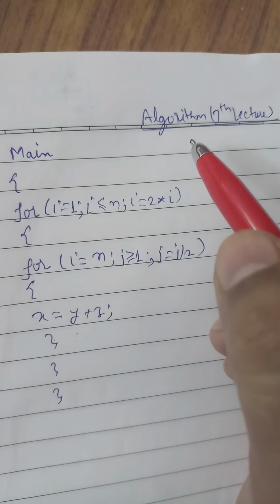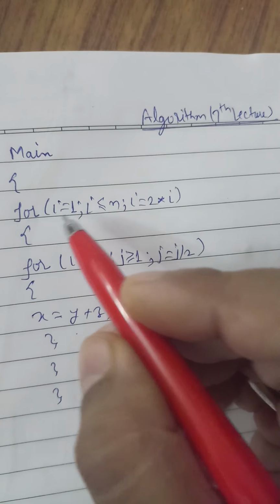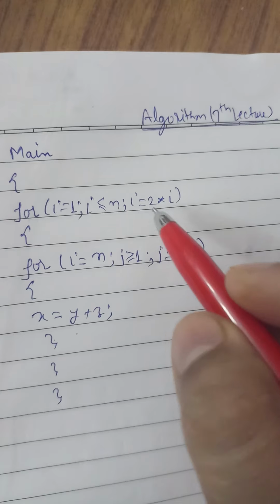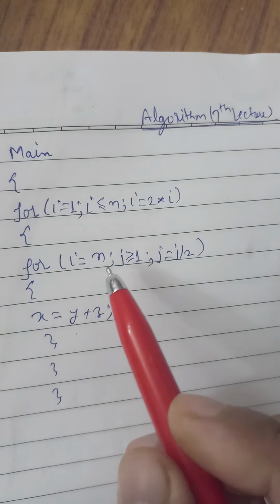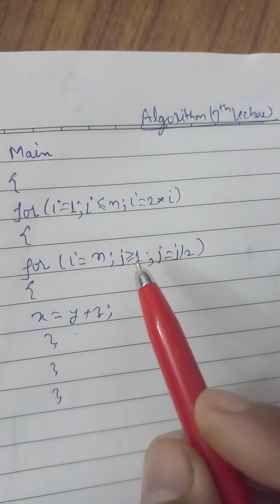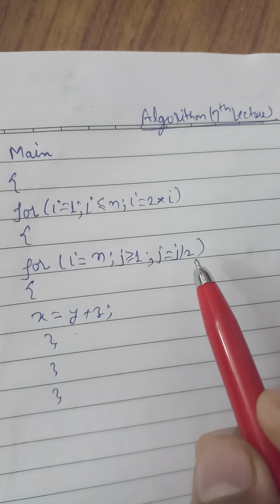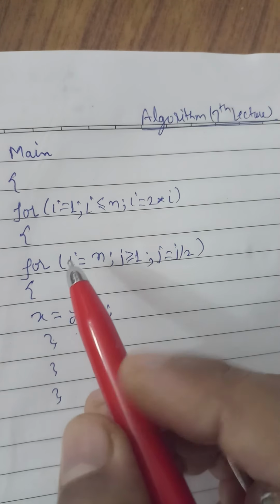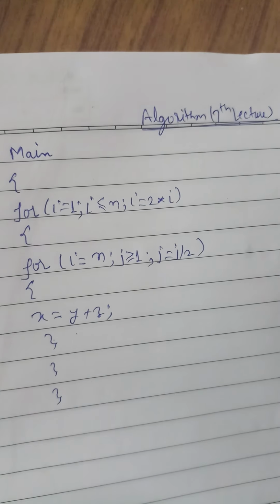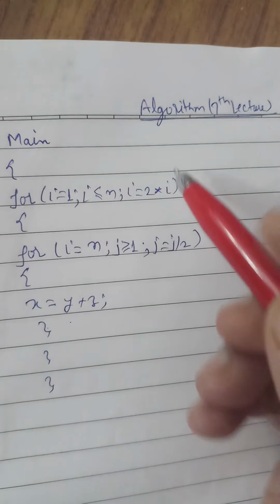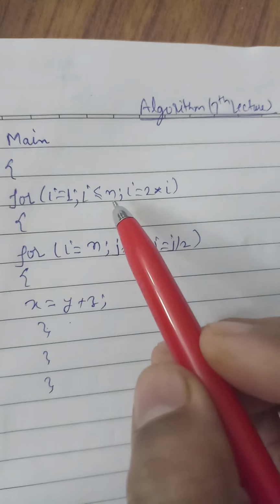We are calculating the time complexity. Suppose we have this program main. In this we have a for loop: i equals 1, i less than n, and i equals 2 into i. And a further for loop: for j equals n, j greater than or equal to 1, and j equals j by 2. In which we have one statement, x equals y plus z. Then what will be the time complexity for this? As we have this first loop, 2 into i.